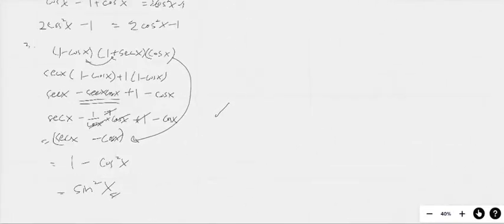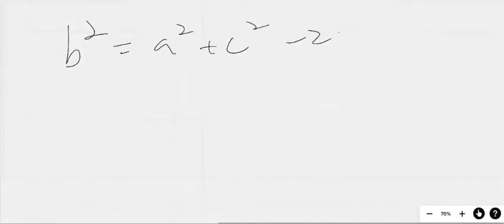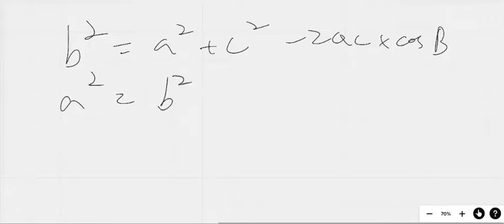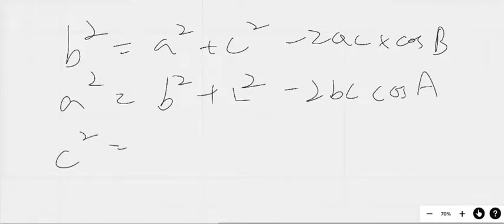So after finishing these problems, it's time to look at the law of cosines. The law of cosines is basically b squared is equal to a squared plus c squared minus 2ac times cosine B. And a squared is just b squared plus c squared minus 2bc cosine A. And c squared is just a squared plus b squared minus 2ab cosine C.